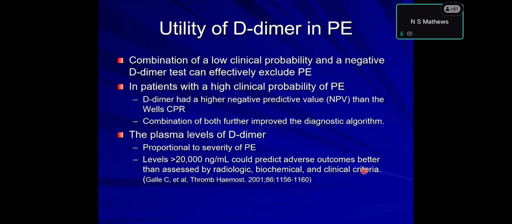So in pulmonary embolism, the combination of a low clinical probability and a negative D-dimer test effectively rules out PE. In patients with high clinical probability, D-dimer has a higher negative predictive value than the Wells probability rule, and a combination of both further improves the diagnostic value. So it's always better to combine it with the clinical probability rules.